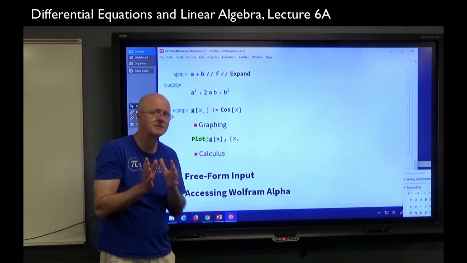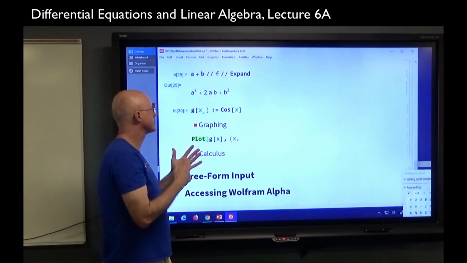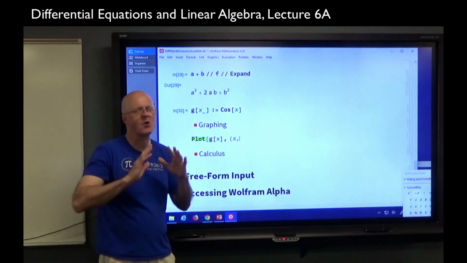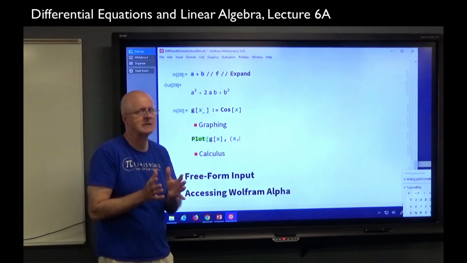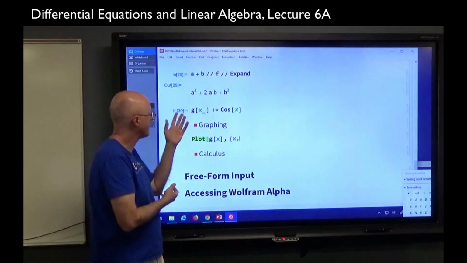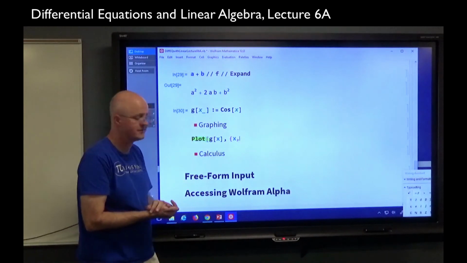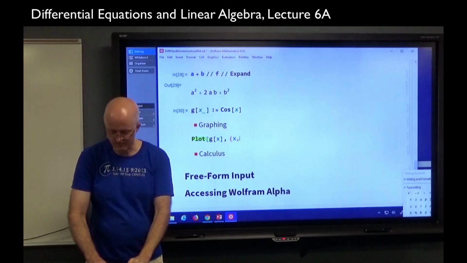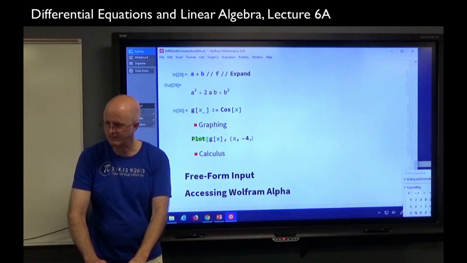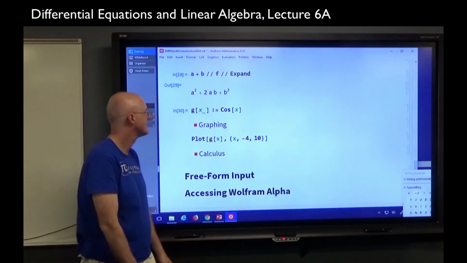You can use the equal sign. Colon equals is called a set delayed operator, and don't worry about what it means. You can use an equal sign. I prefer by default when defining functions to use a colon. If I want to graph this from x goes from -4 to +10, this is the syntax.